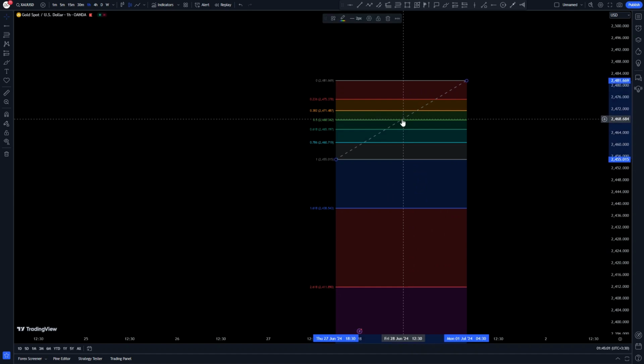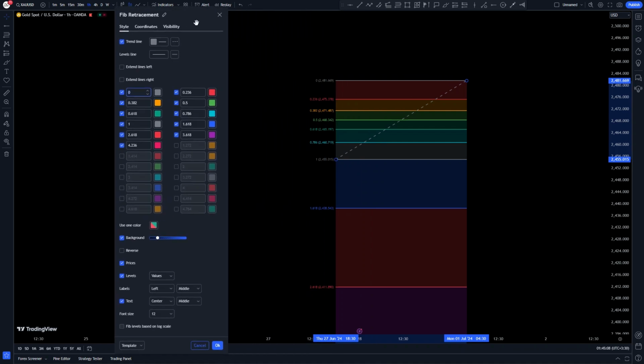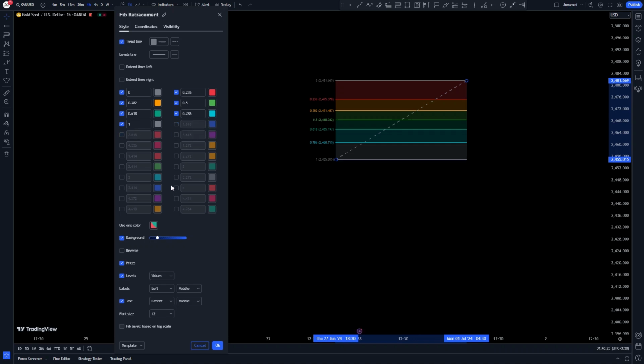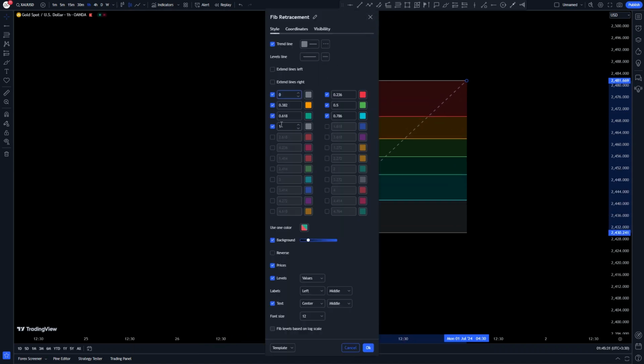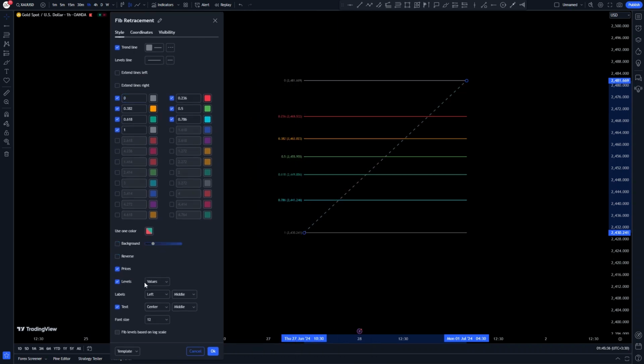Next, let's adjust the appearance of the Fibonacci tool for better usability. Click on the Fibonacci area and your menu bar will appear, and the settings menu will open. First, remove the numbers that go past 1 by unselecting them. This will make them disappear.